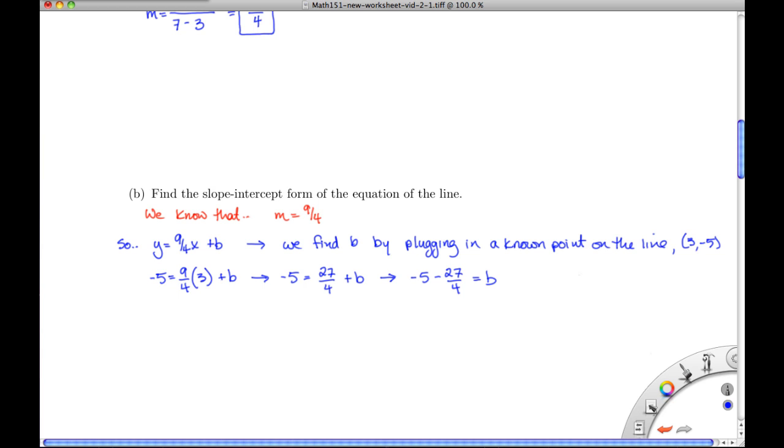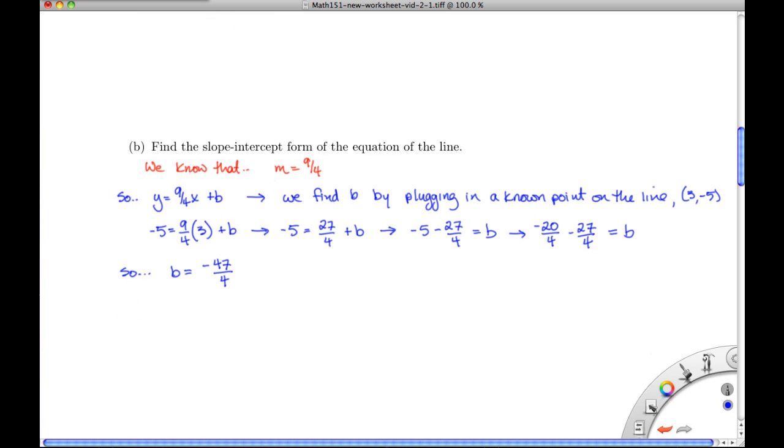Okay, so let's get a common denominator here. So -5 can be expressed as -20/4 minus 27/4, and this has to be equal to b. So we'll see that b is going to be equal to -47/4.